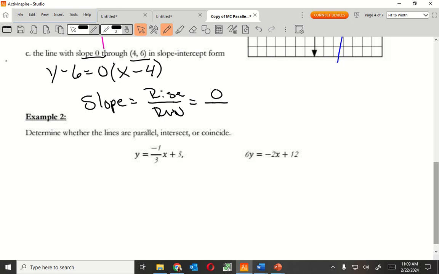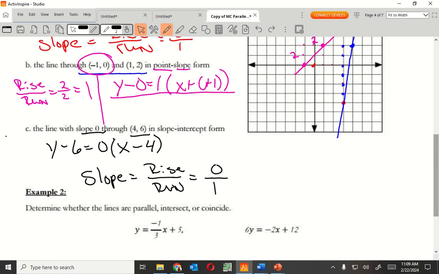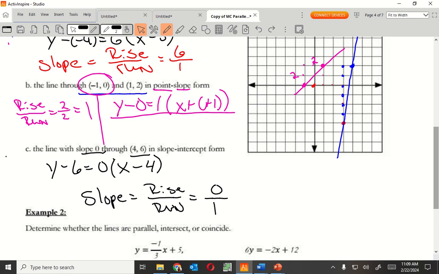Anyway, alright, so I'm going to put a number 1 here, because why not? Because 0 divided by 1 is still 0. There we go. So now let's go ahead and go to my point, which is a positive 4, positive 6.